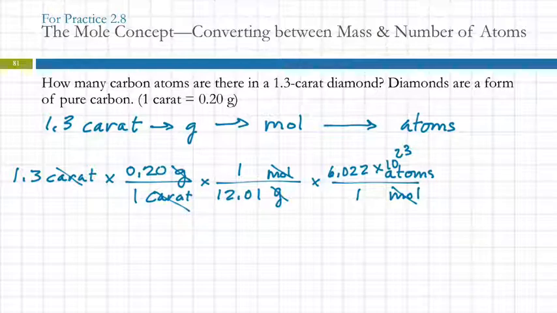So this number is going to be a really big number, right? Because a 1.3 carat diamond is big enough that you can see. So it's got to have tons of atoms in there. Not tons, literally, but gazillions.